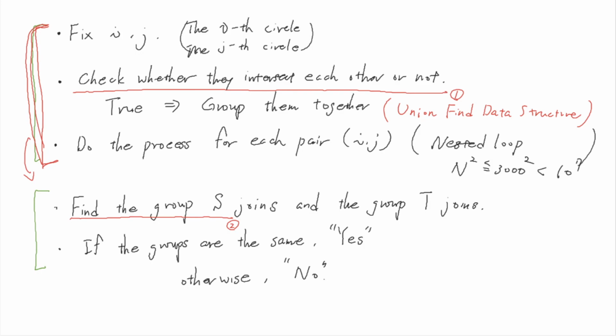If you know these groups, then check whether these groups are the same or not. If the groups are the same, your answer is yes. But otherwise, the answer is no. So that's all about the algorithm we want to write.